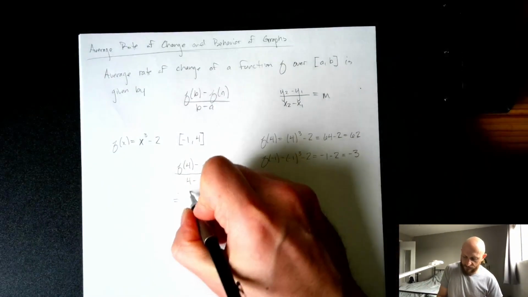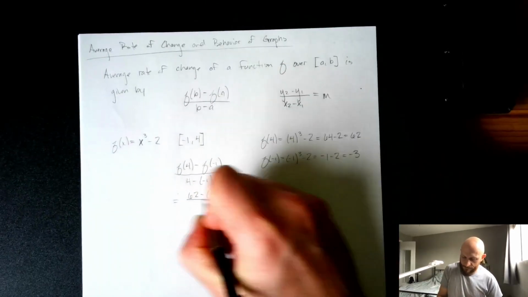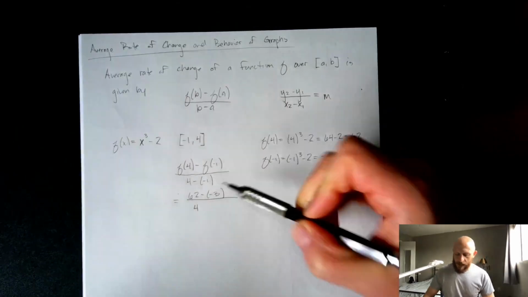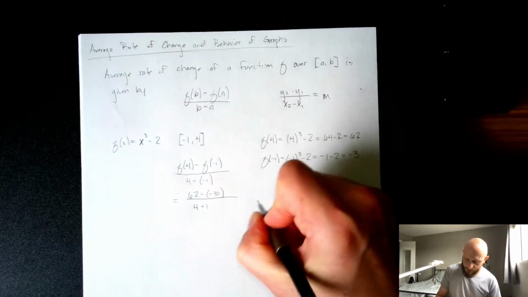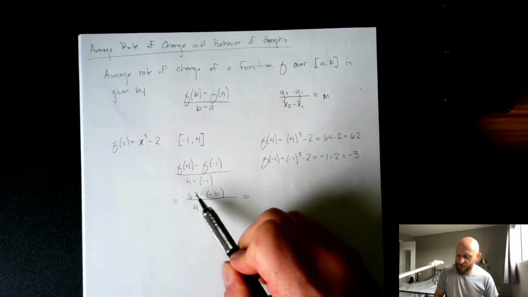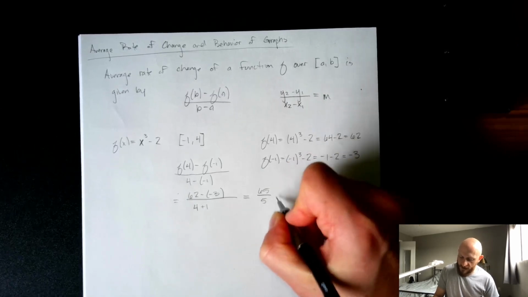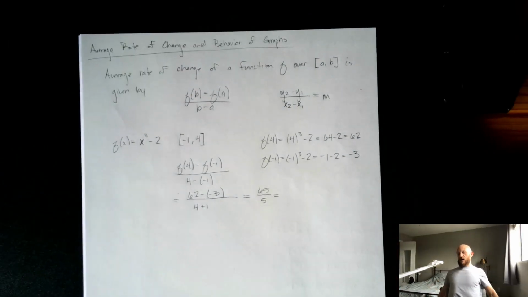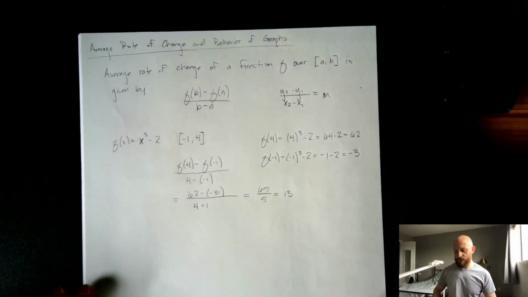Great. We have values for f of 4 and f of -1, so let's plug those in. F of 4 was 62, so we're looking at 62 minus -3 divided by 4 minus -1, that's the same as 4 plus 1. In the numerator, 62 minus -3 is really 62 plus 3, so 65 over 5. And surely that is divisible by 5. What is it, 13? Yeah, 13. That's the average rate of change.